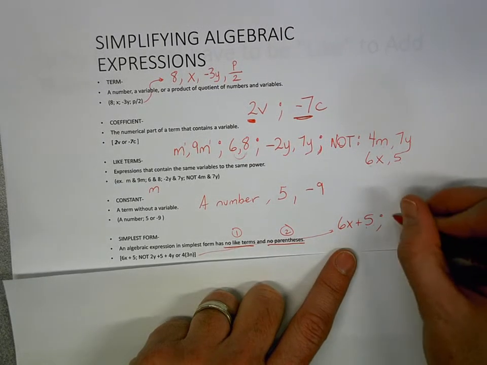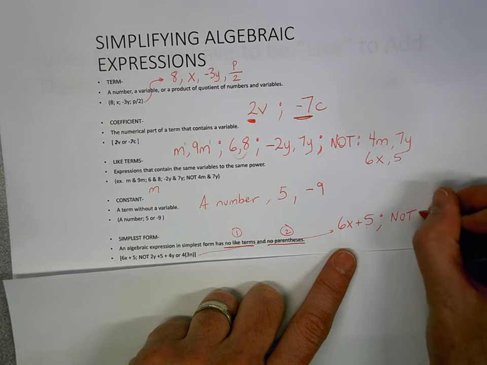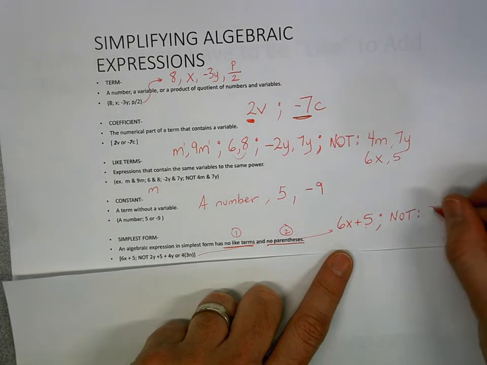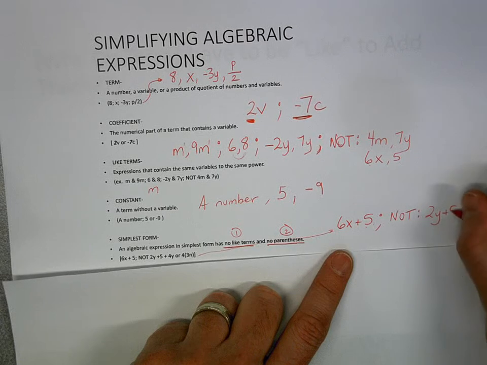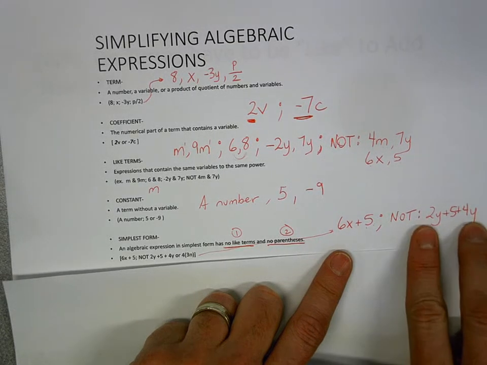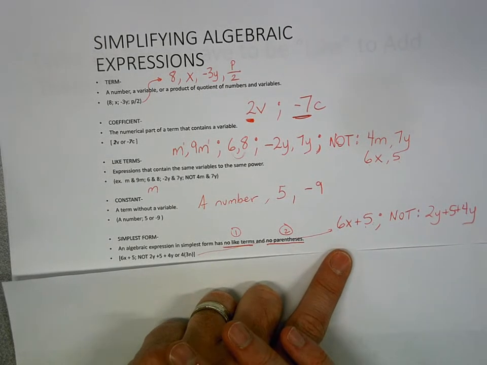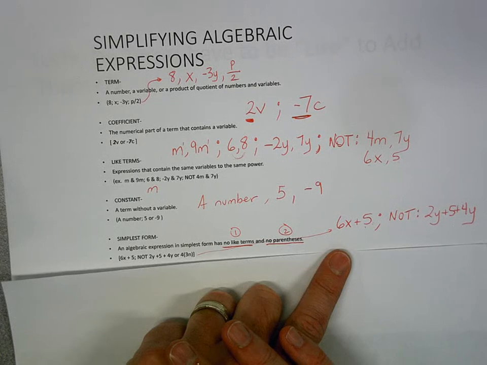However, let me show you better yet a couple of terms that are not in simplest form. 2y plus 5 plus 4y. Okay? Two like terms in there, that wouldn't be simplest form. You'd have to get rid of the like terms. And that's, of course, what we're doing today.